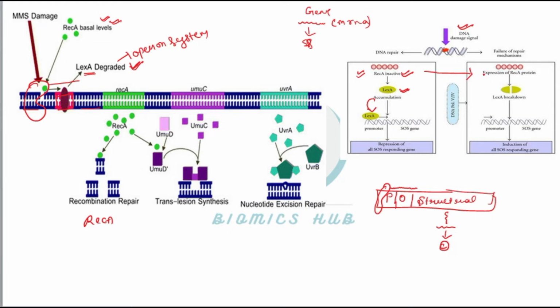When this REC-A protein is activated, it breaks the LEX-A. The LEX-A protein has an autocatalytic property. So REC-A induces the LEX-A to activate its autocatalytic property, due to which the LEX-A is degraded into two parts. Now in this region where the SOS box was present, it cannot bind because the LEX-A is degraded. So the RNA polymerase which is present can now synthesize all the genes which were responsible for the repair mechanism. That means the operon system is activated now.